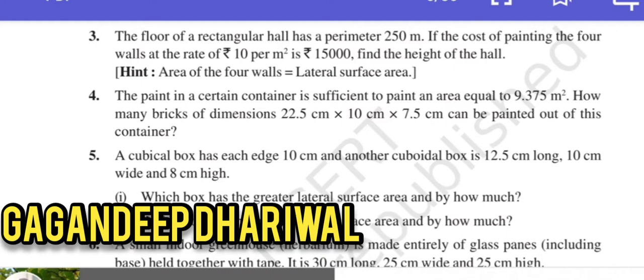Okay, now you have these two given things. From this you can easily find the height of the hall, and one more hint is given in this, that the area of the four walls is equal to the lateral surface area. So now let us solve this problem.